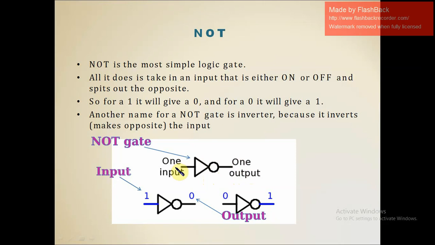When the output is assumed to be logic 1, in that case the input has to be 0. The logic symbol and truth table of the inverter will be shown in the next slide. Here the details are also given. Another name for the NOT gate is inverter because it inverts and makes the input opposite. This is simple: it has one input and one output.